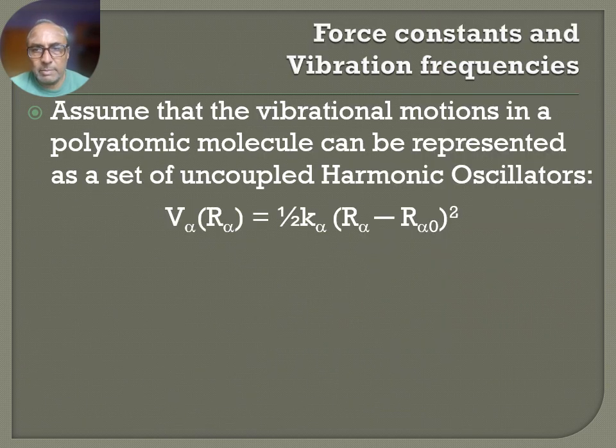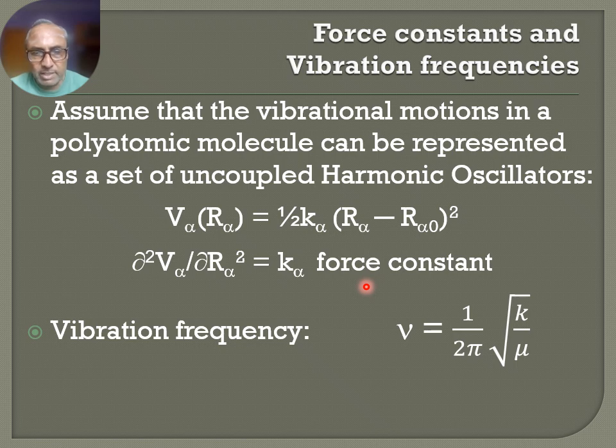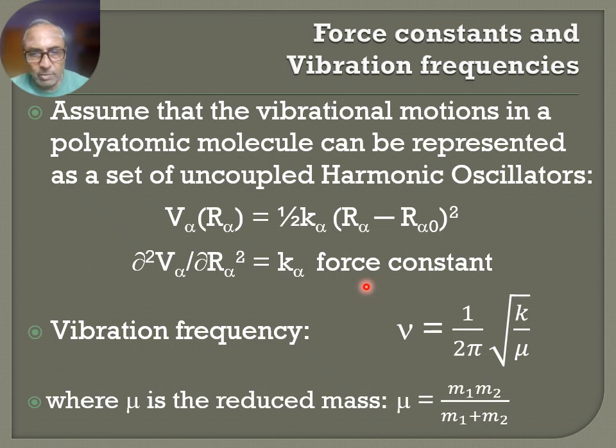Assuming that the internal vibrational motions in a general polyatomic molecule can be represented as a set of uncoupled harmonic oscillators, for each bond we can write a harmonic oscillator potential of this form. Now note that the negative gradient of the potential is the force, and the second derivative is the force constant, that is del squared V alpha by del R alpha squared equals K alpha, the force constant. So we get the vibration frequency nu equals 1 upon 2 pi root K by mu, where mu is the reduced mass m1 m2 by m1 plus m2.